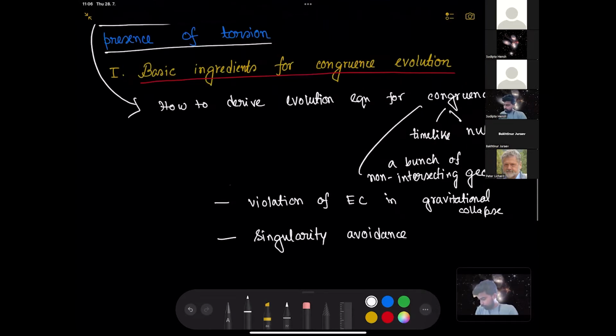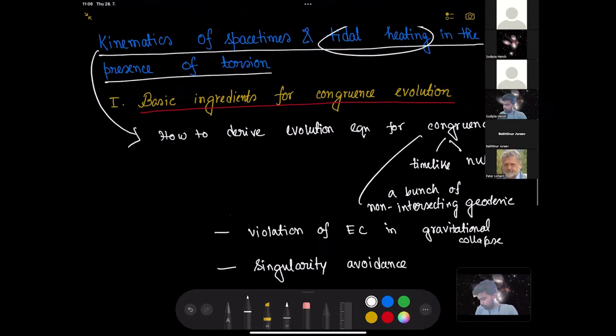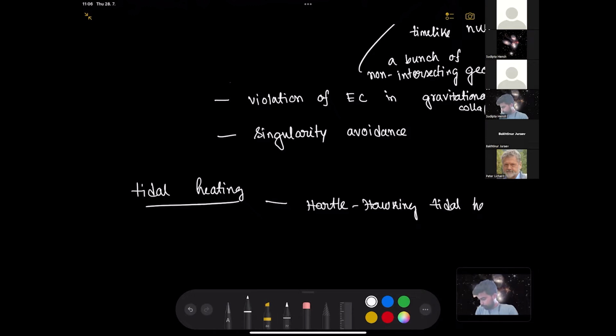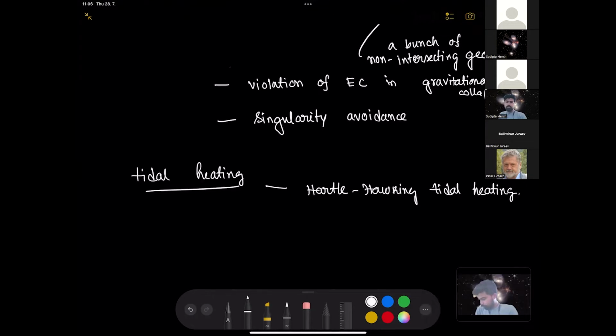And in the section on tidal heating, we will calculate the Hartle-Hawking tidal heating formula. Everything will be done in a setting where we have a non-zero antisymmetric part of the connection. That means we have torsion. So this is the scope of these seminars.